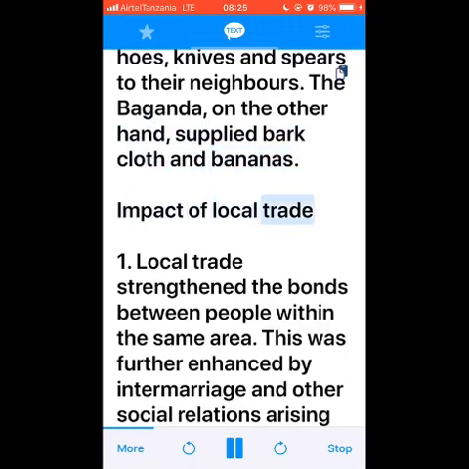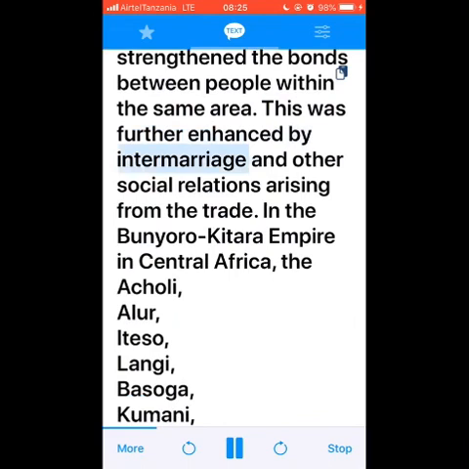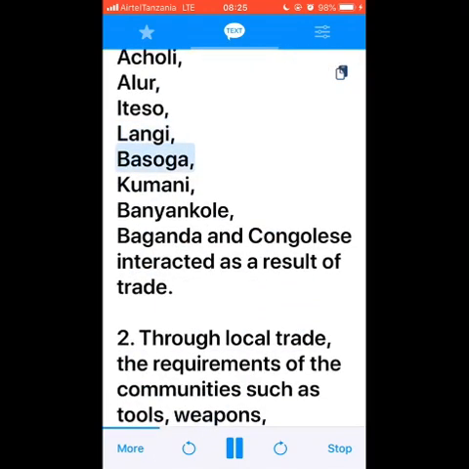Impact of local trade. 1. Local trade strengthened the bonds between people within the same area. This was further enhanced by intermarriage and other social relations arising from the trade. In the Bunyoro Empire in Central Africa, the Acholi, Alur, Iteso, Langi, Basoga, Lugbara, Banyankole, Baganda and Congolese interacted as a result of trade.